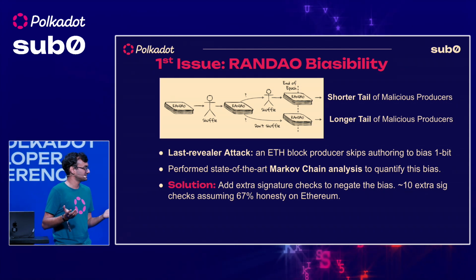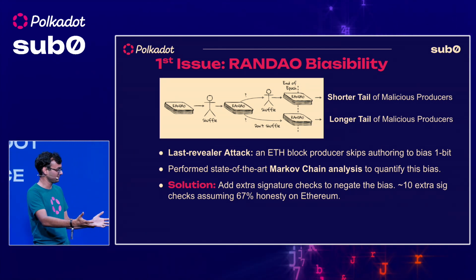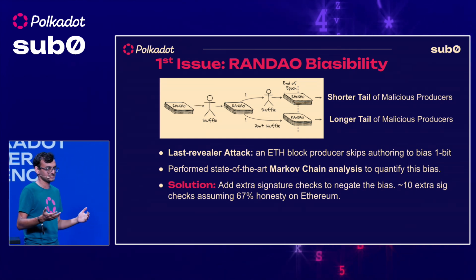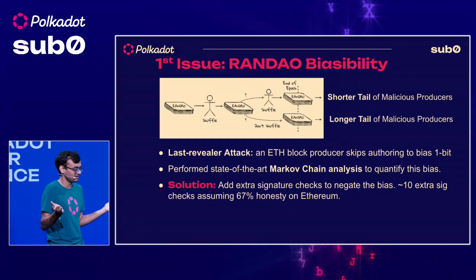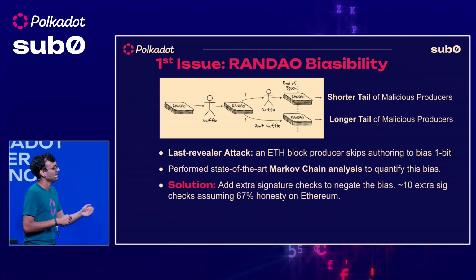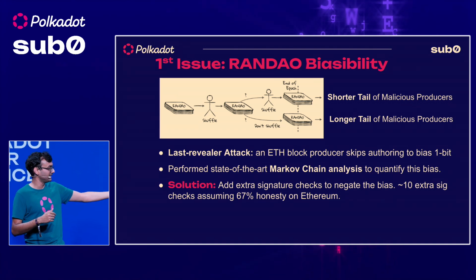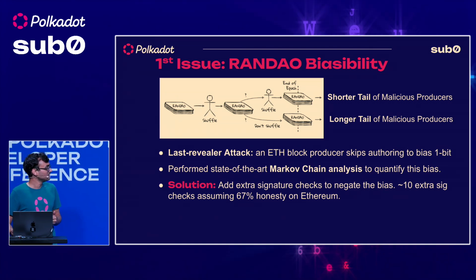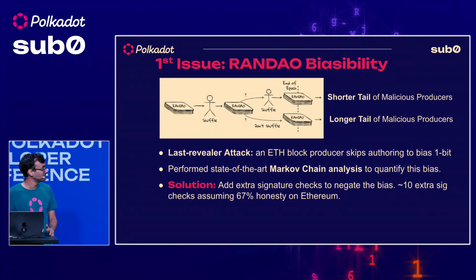But the solution here is quite simple. We just add extra signature checks. We just increase our security parameter to negate this bias. Assuming two-thirds honesty on Ethereum, meaning two-thirds of the validators are honest, which is a very basic assumption to make, we see that we have to add about 10 extra signature checks to negate the bias that the malicious validators can make. So here there is a problem, but the solution is pretty straightforward.